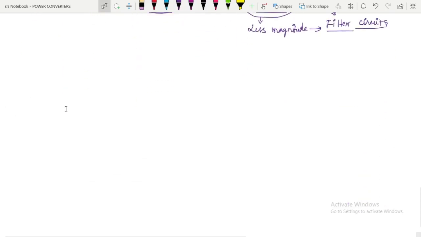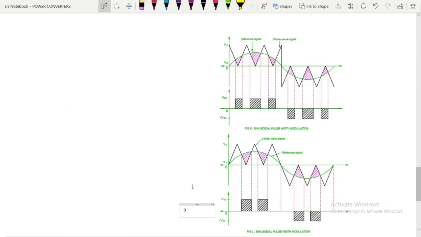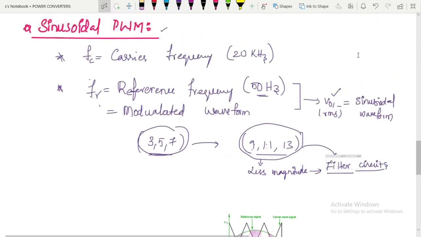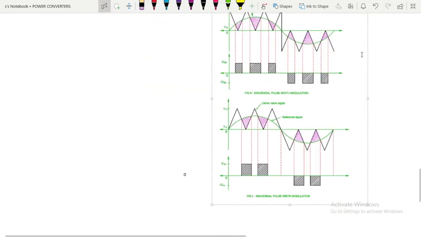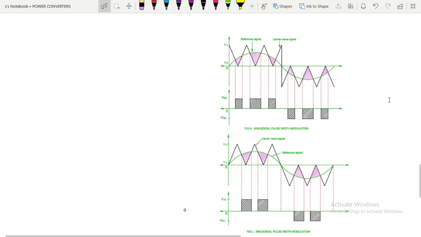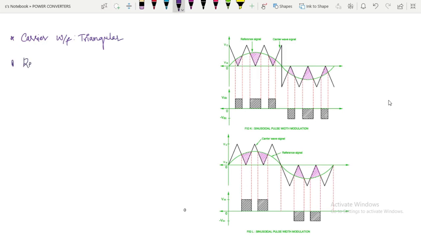Now we are going to see the pulse width modulation for a sinusoidal reference waveform. Here you can observe that we have a carrier waveform as a triangular waveform. The carrier wave is triangular, which generally has a frequency of 20 kilohertz, a very high frequency, and we have the reference or modulated signal as sinusoidal. That's why it is called sinusoidal pulse width modulation.